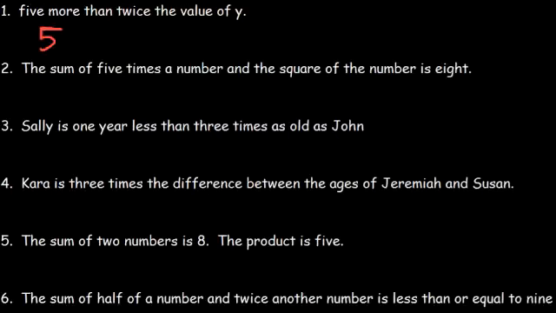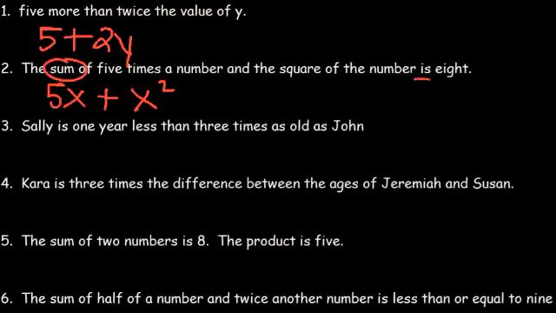So 5 more, 5 plus, and then twice the value of y, that's 2y. And that's it. Number 2, the sum of 5 times the number and the square of the number is 8. So 5 times the number, let's call the number x. So 5x and the square of a number, which is x squared, and since we have the word sum, it's going to be plus. And then is the same as equal to, so is 8.